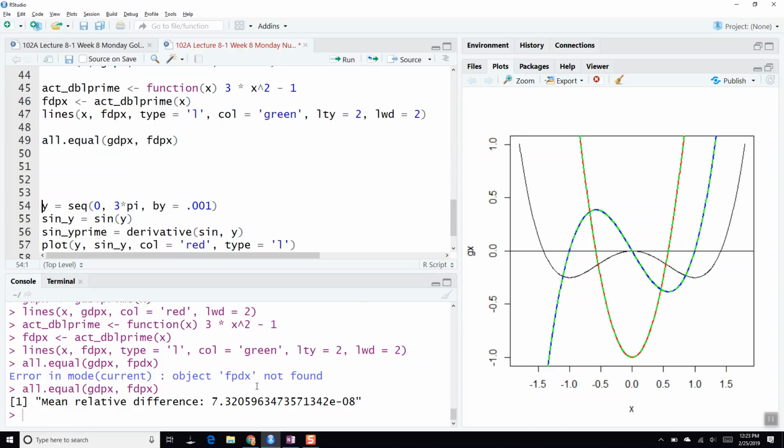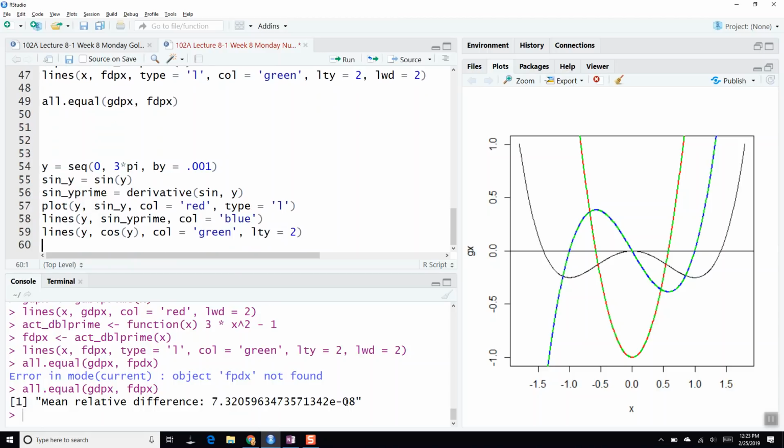And here it says, well, it's not true that they are all equal, but it says the mean relative difference is 7.3 times 10 to the negative 8. Meaning the computer detects that they are not exactly equal. The values have drifted apart a little bit, but that mean relative error is on the order of 10 to the minus 8, which I would say for us, I don't mind this kind of difference. So it's probably good enough.